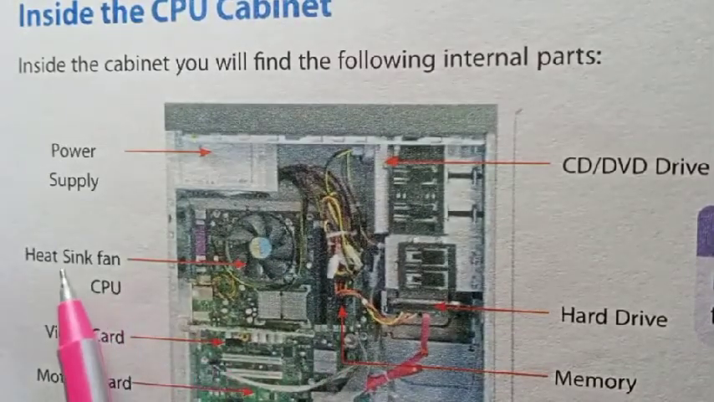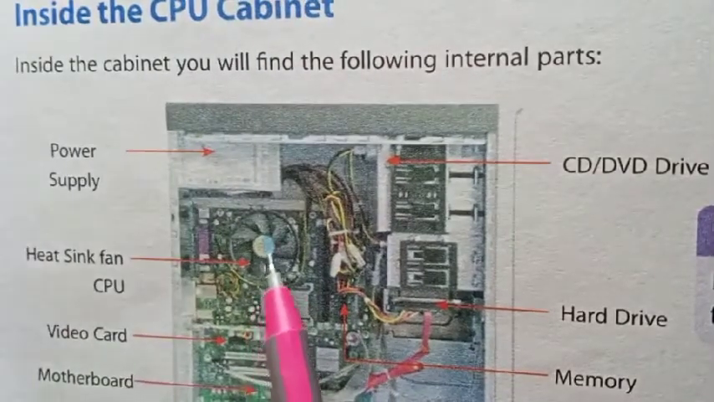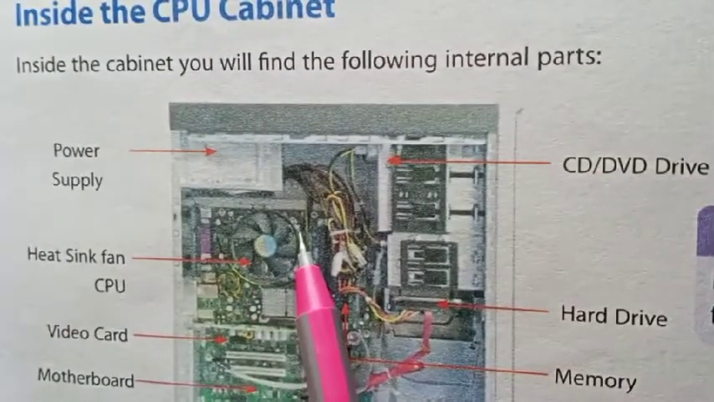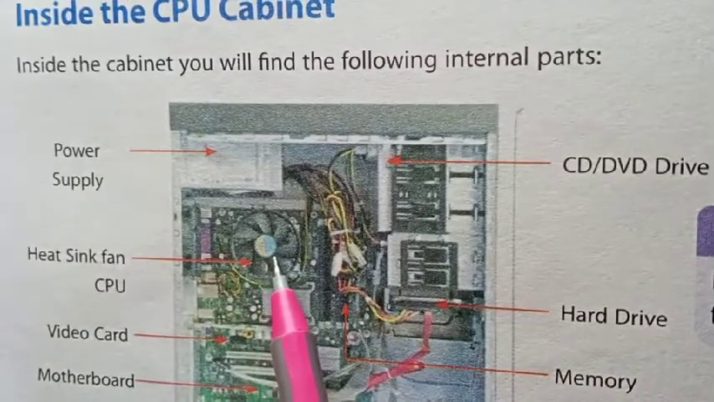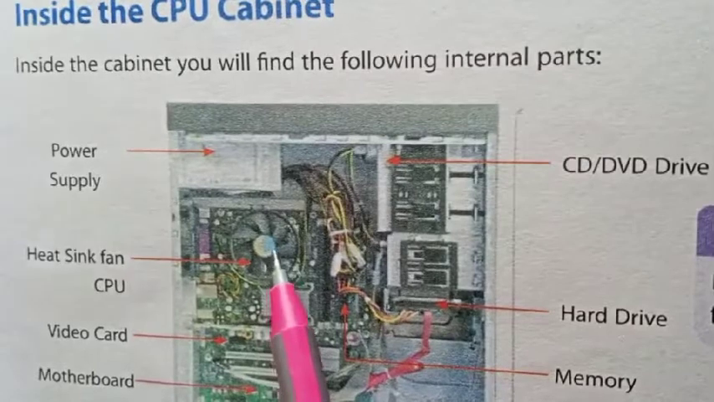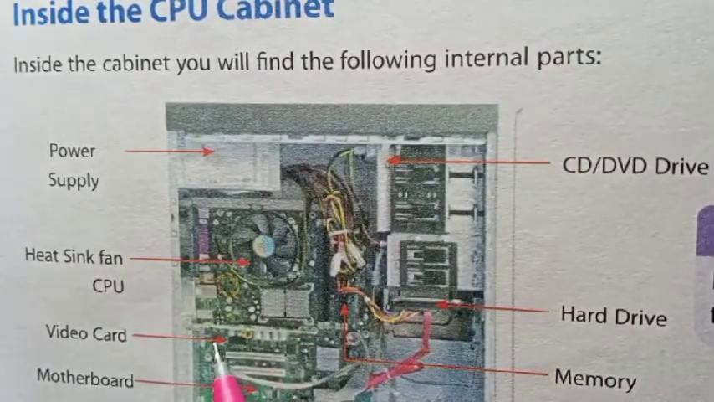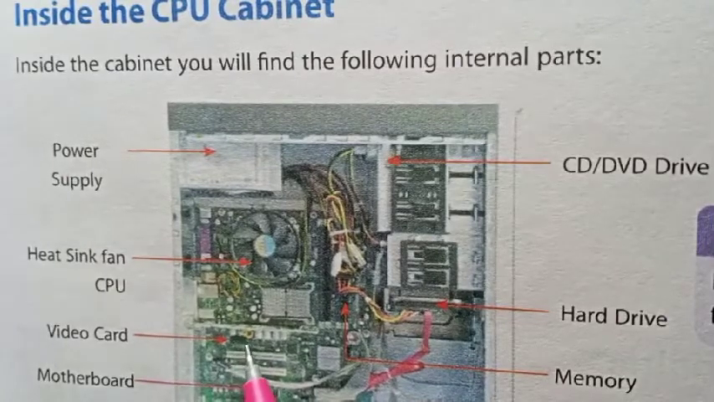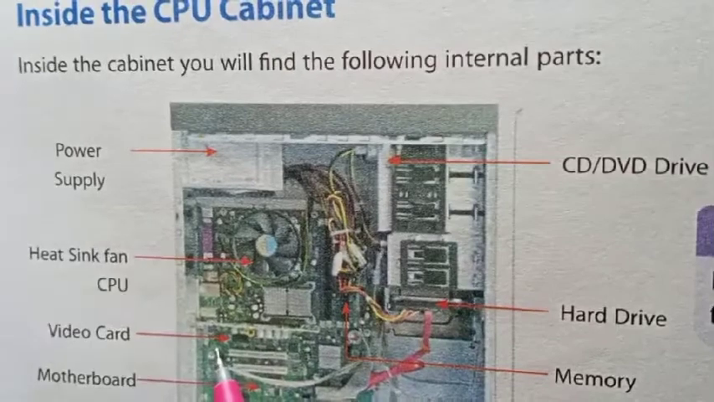Then we have the heat sink fan just above the CPU. Below this fan is the CPU, and this fan helps in cooling down the CPU. Then we have the VGA card, the video display card, that is fitted into the slot. So this is the video card over here.